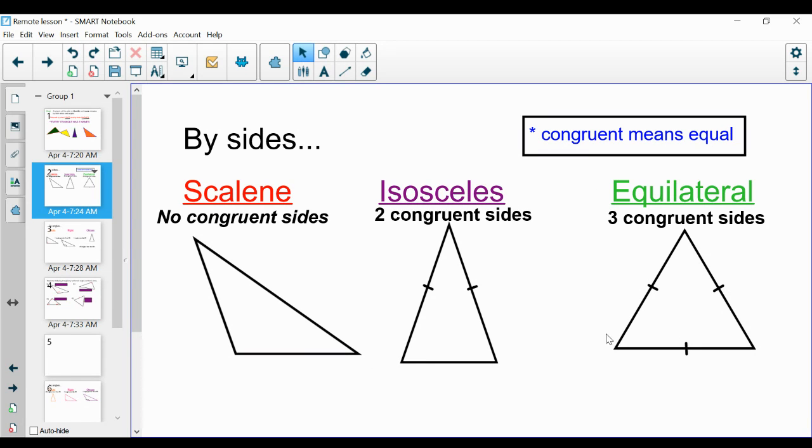So that's how you name triangles by their sides. You look at the lengths of them. Congruent again means equal. So a scalene has no equal sides. Isosceles has two congruent sides or two equal sides, and an equilateral has all sides equal.